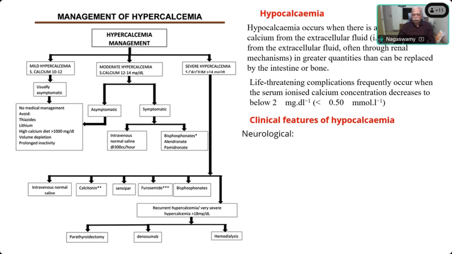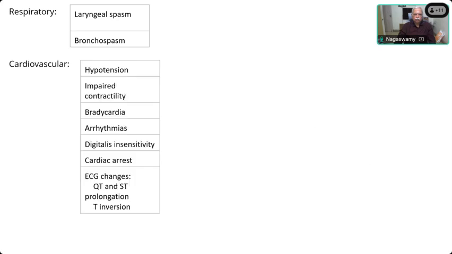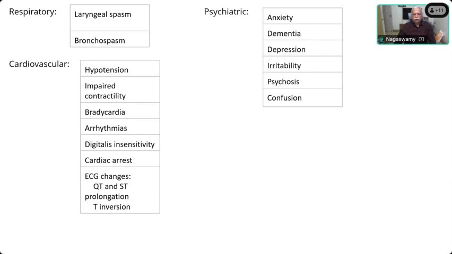The features of hypocalcemia again affect the same systems. Paresthesia, which can elicit Chvostek's sign or Trousseau's sign, muscle cramps, tetany, muscle weakness, hyperactive reflexes, and convulsions. In the respiratory system, laryngeal spasm and bronchospasm. Cardiovascular: hypotension, impaired contractility, bradycardia, arrhythmias, and sometimes cardiac arrest; ECG changes, QT prolongation, and T wave inversion. And psychiatric: anxiety, dementia, depression, irritability, similar to what you get in hypercalcemia also.